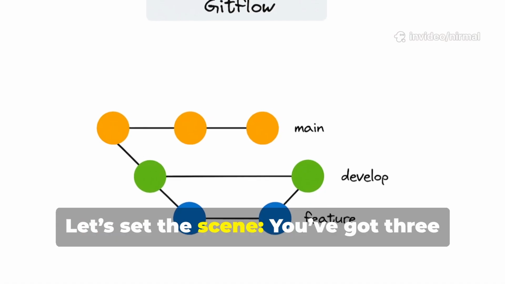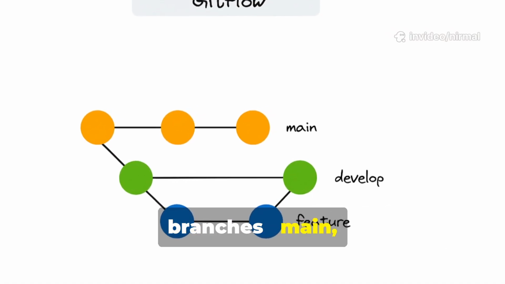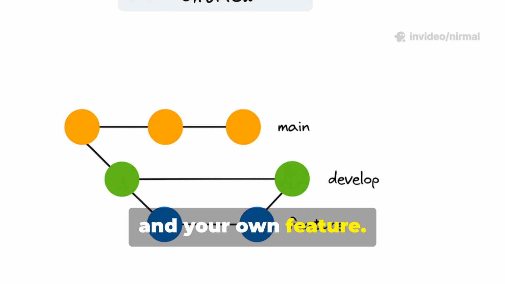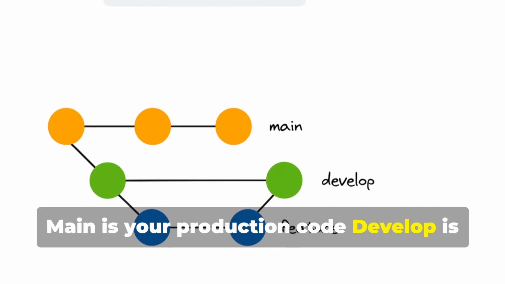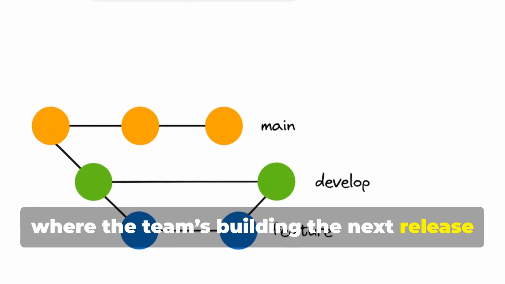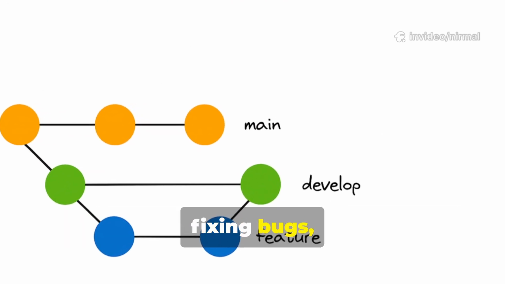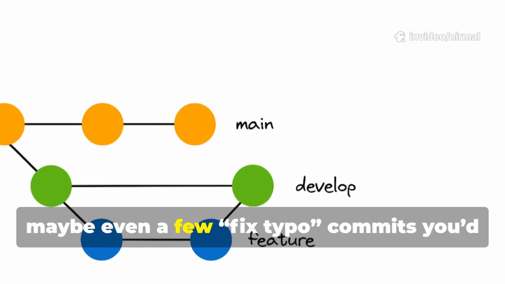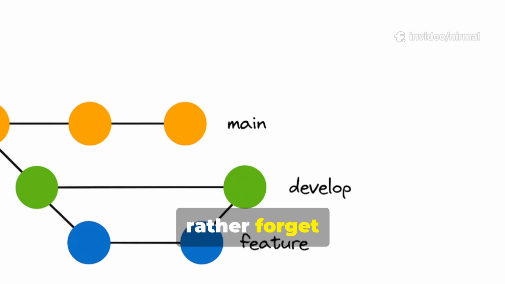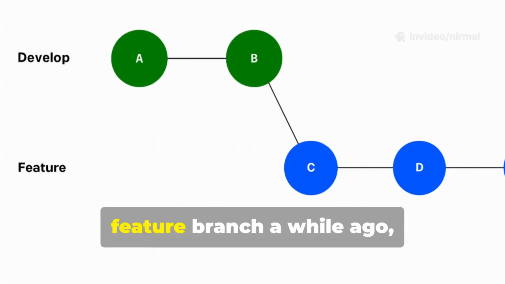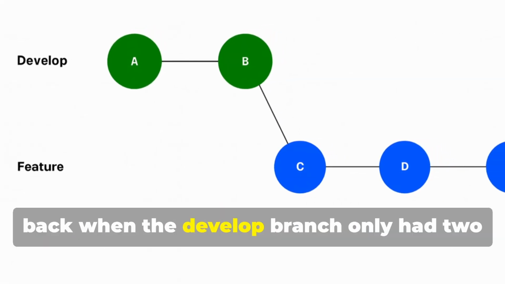Let's set the scene. You've got 3 branches: main, develop, and your own feature. Main is your production code. Develop is where the team's building the next release. And feature? That's where you've been experimenting, fixing bugs, adding features, maybe even a few "fixed typo" commits you'd rather forget.